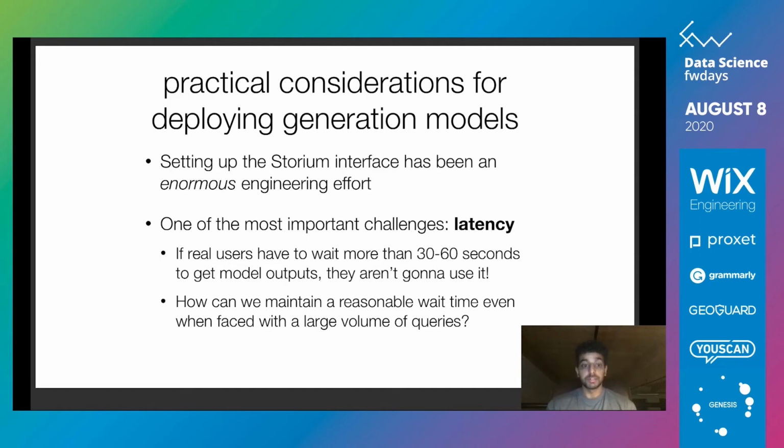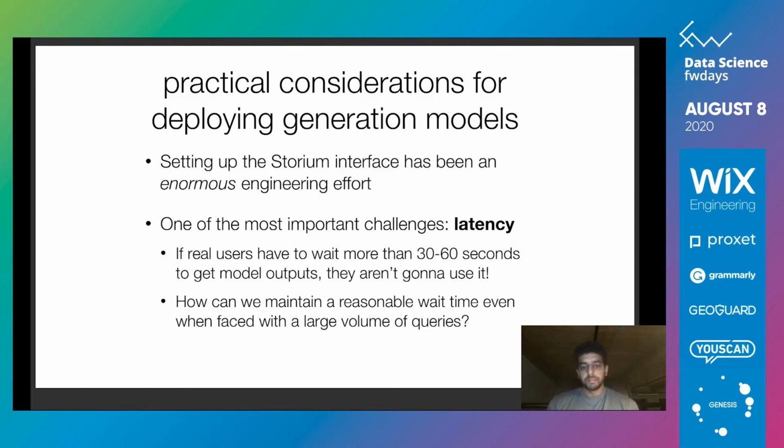The developers of the Storium platform told us that if users are consistently waiting more than 30 to 60 seconds to get the outputs of the model, the users are not going to like it, and the developers are not going to allow this feature to be deployed on their platform. With 30,000 users, and maybe 4 to 8 GPUs dedicated for this service, it becomes pretty infeasible to maintain a reasonable latency when a large volume of queries comes in.